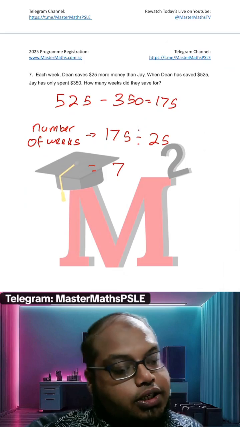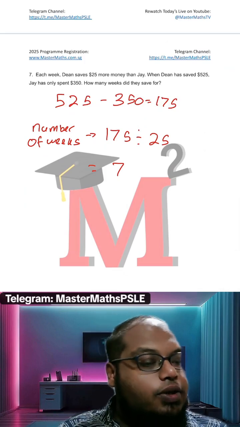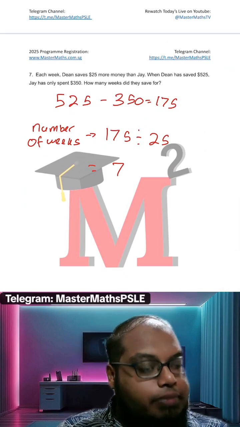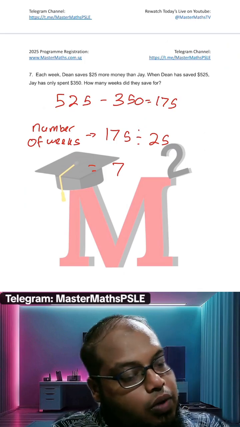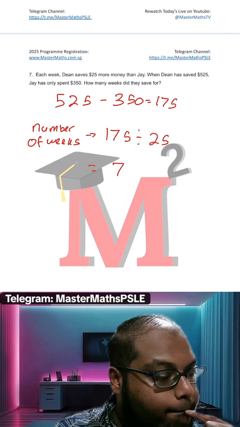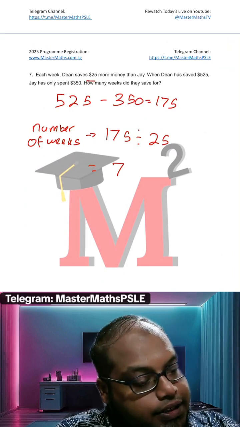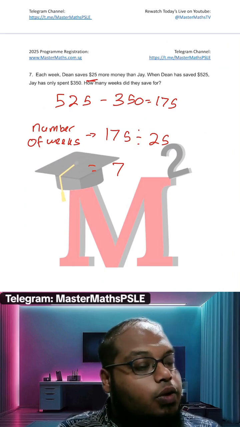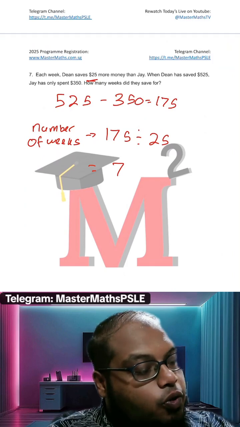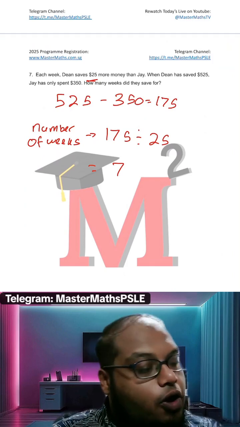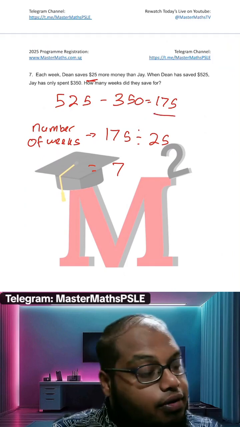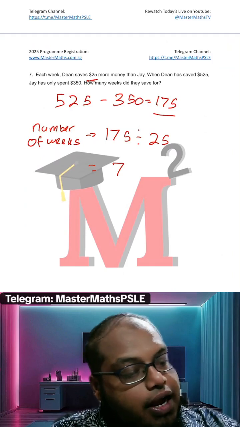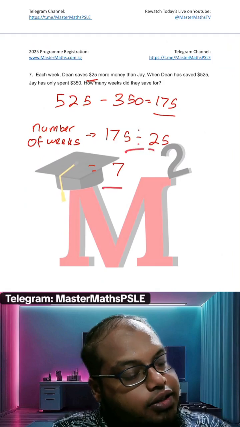Alright, and then this was the easier one, right? I think many of you were saying also. So same thing here, because we are given again the difference, $25 more. So I also find the difference between the amount that they save. 525 minus 350, I got 175. 175 divided by 25, I got 7 weeks.